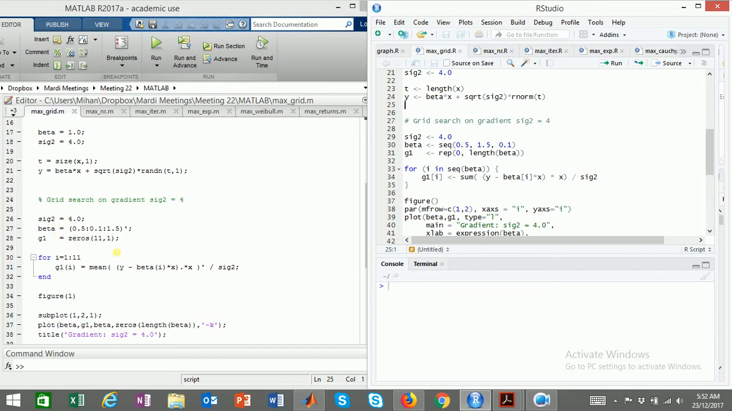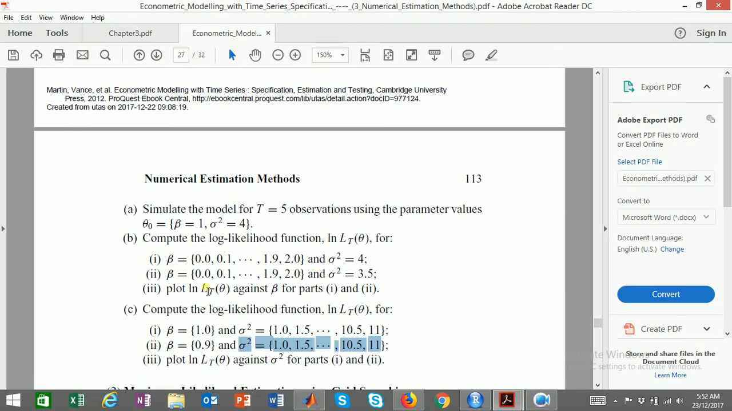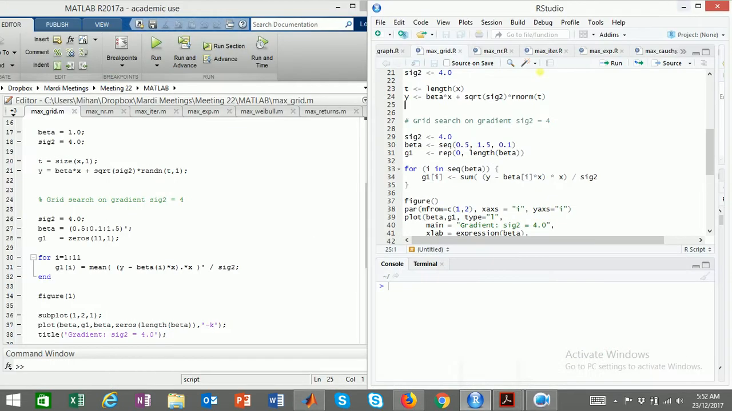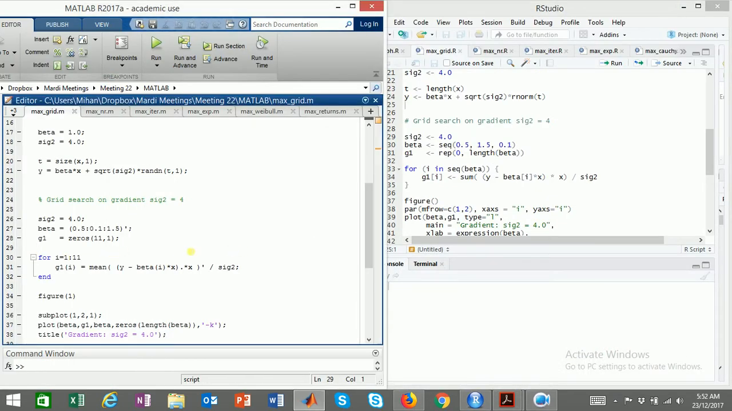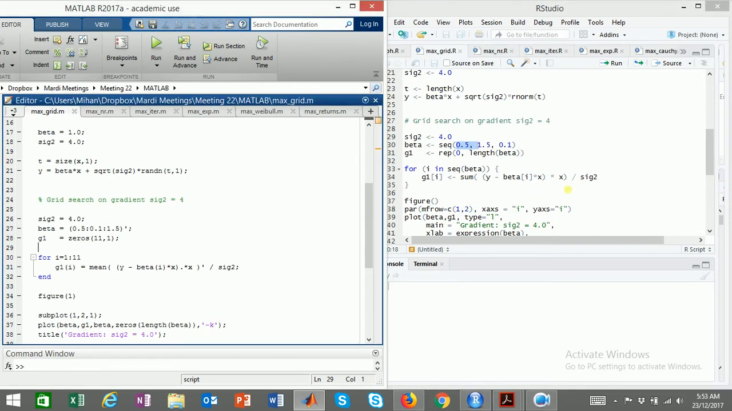Now the second problem is where, referring to this problem, the beta values are given and sigma square is 4. Given the y's, sigma square is 4. What they did is generate a beta from 0.5 to 1.5, exactly, so a sequence 0.5 to 1.5 at 0.1, and then a loop function.